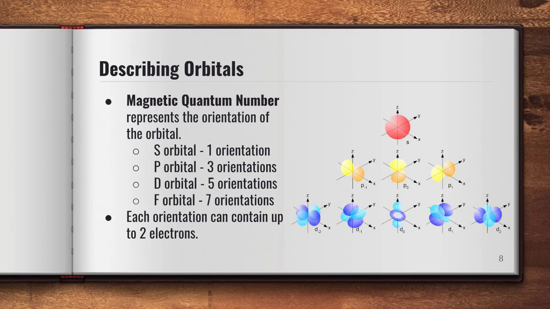Each orientation can contain up to 2 electrons. So the s orbital can hold 2 electrons, the p orbital can hold 6, d can hold 10, and f can hold 14.